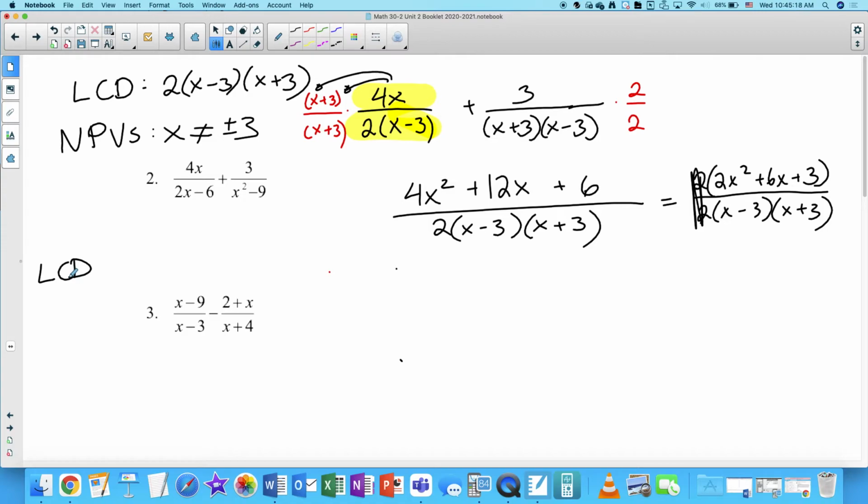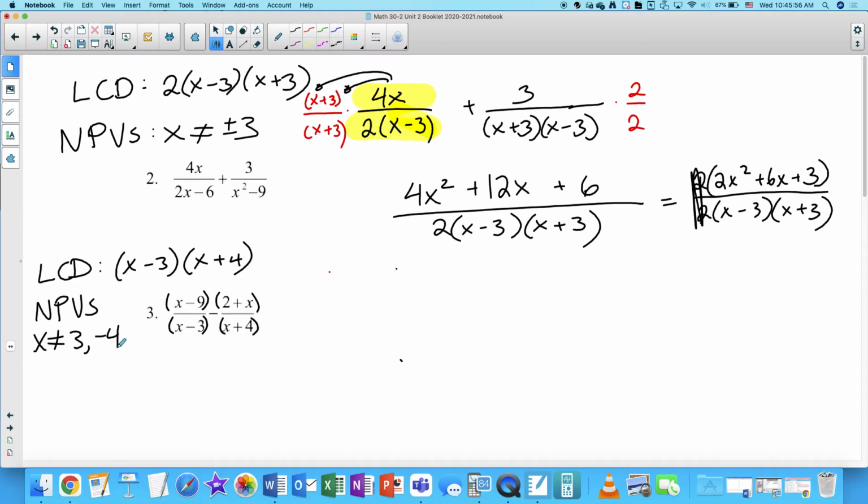Bingo, yeah. So I don't know if you guys heard that. But if they are factored and they are not identical, you have to include both of them in your LCD. It's like when we were looking at adding 2 fractions where one denominator was 3 and one denominator was 5. The LCD was 3 times 5. So if they're factored and there are no common factors, then the LCD is going to be the one times the other. Right? And from here, we can also state our non-permissible values. X cannot equal 3 or negative 4.